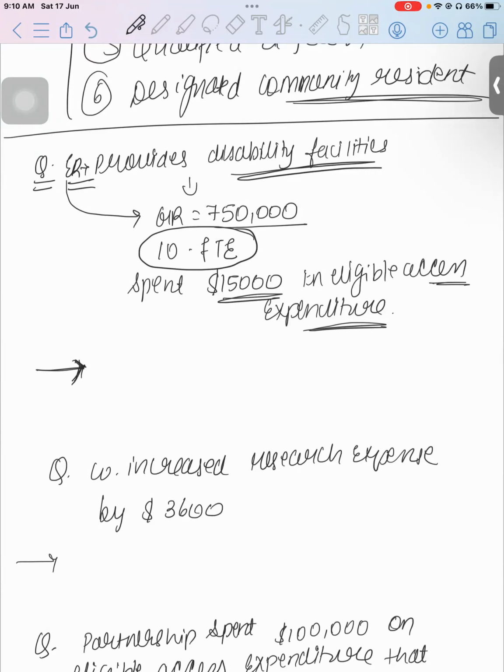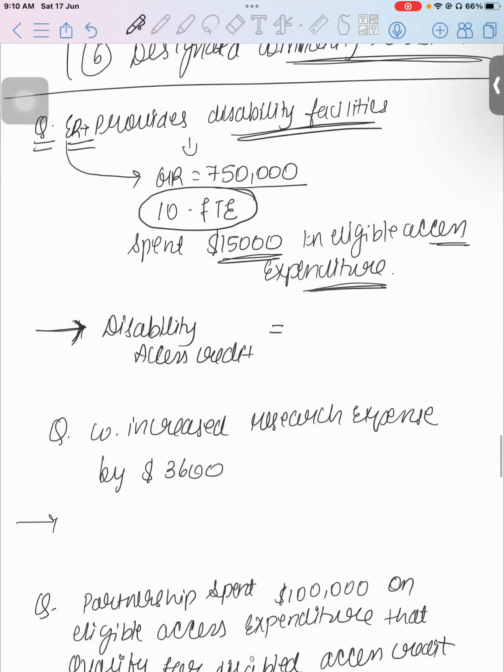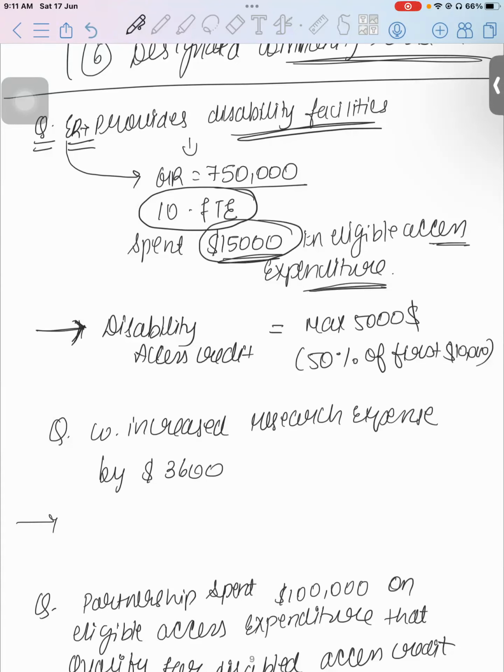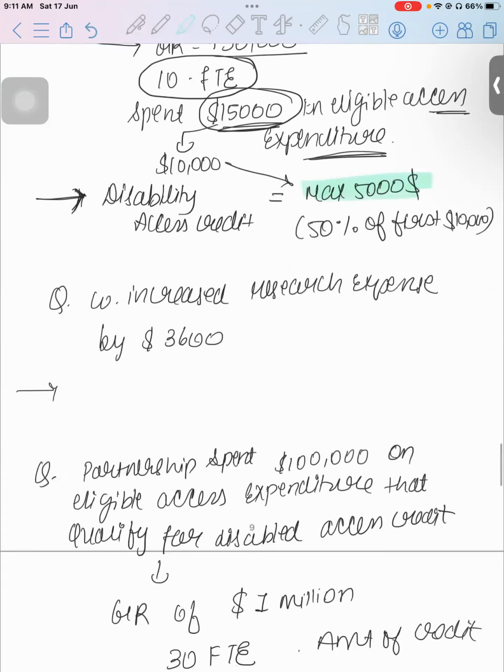Disability access credit. Yes, disability access credit. And how much was that? I think the employer can get a maximum of 5,000. Maximum 5,000, but it is 50% of the first 10,000 of expense. In the current situation, you can see he has expensed 15,000. So only for the first 10,000 we can get 50%, that is a maximum of 5,000. So the answer is 5,000. Okay.